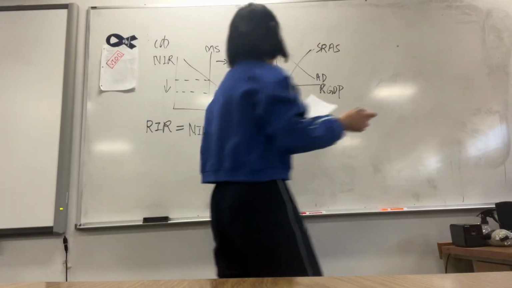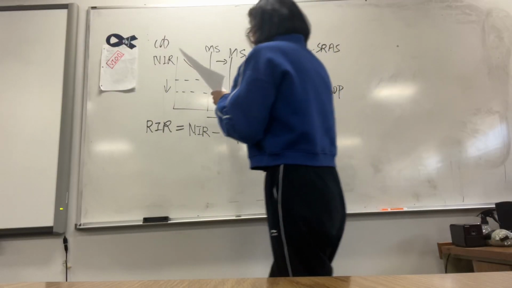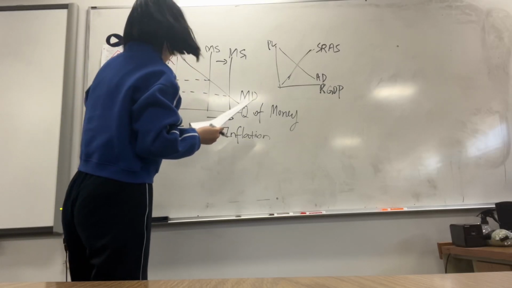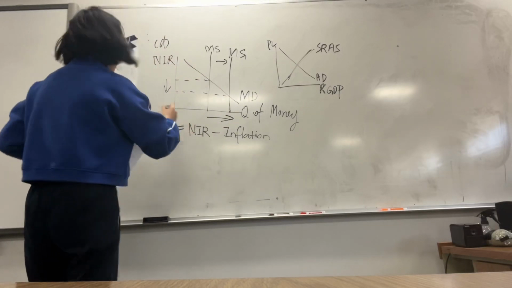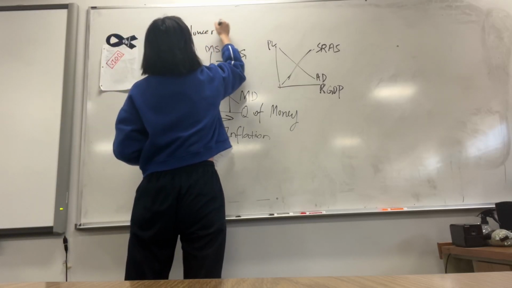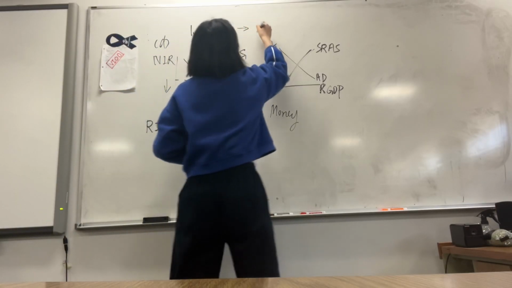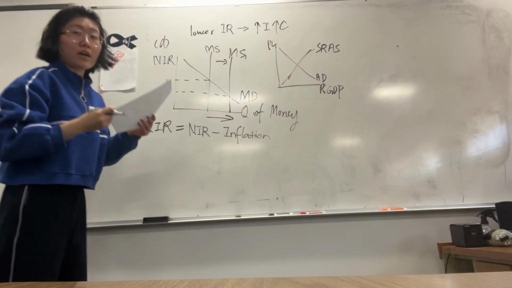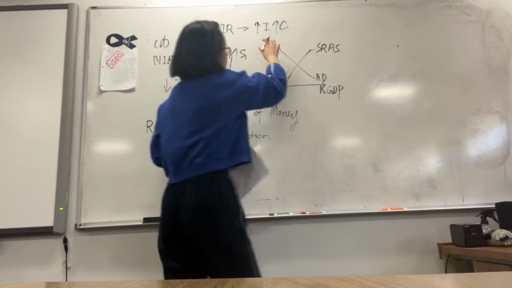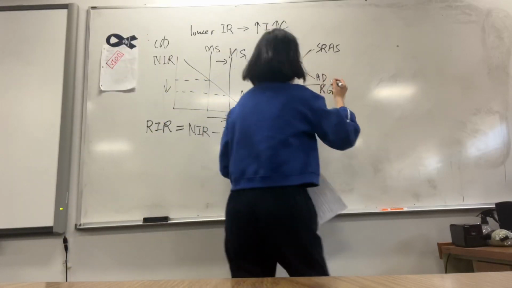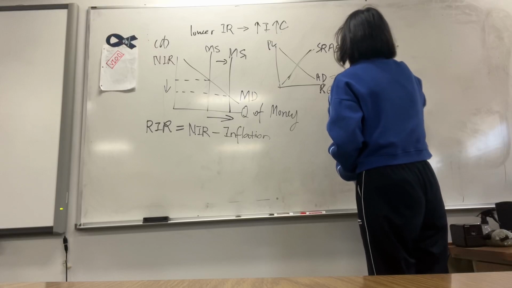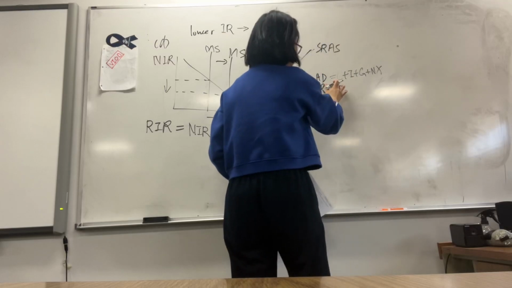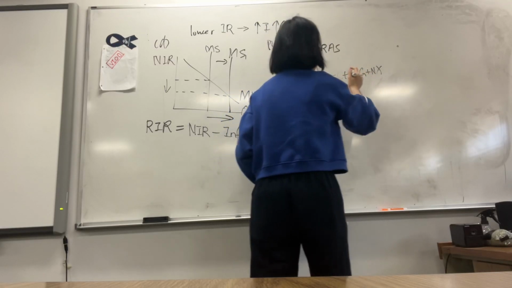Why? Because if you shift the money supply curve, then on the AD-AS model, there are lower interest rates. Okay, so lower interest rate means what? Lower interest rates mean more investment and more consumption. And remember, these two are factors that shift the AD, and AD is C plus I plus G plus NX, which stands for consumption, investment, government spending, and net export.